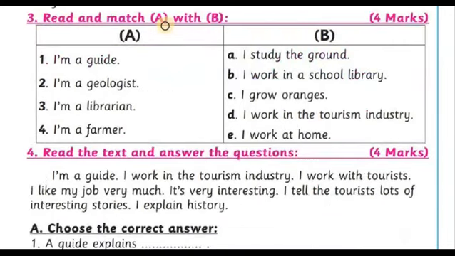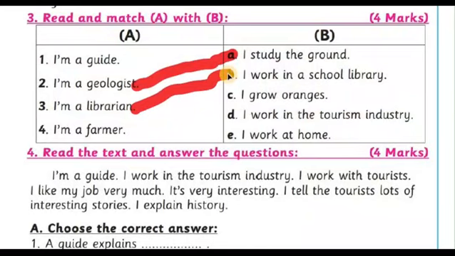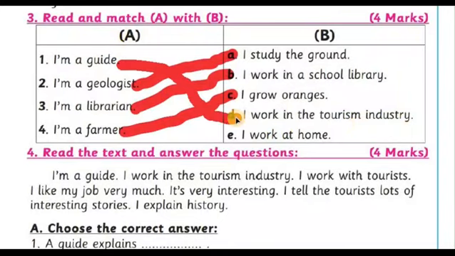Read and match A with B. 1. I am a guide. 2. I am a geologist. 3. I am a librarian. 4. I am a farmer. I study the ground. Geologist. I work in a school library. I am a librarian. I grow oranges. Farmer. I work in the tourism industry. Guide.